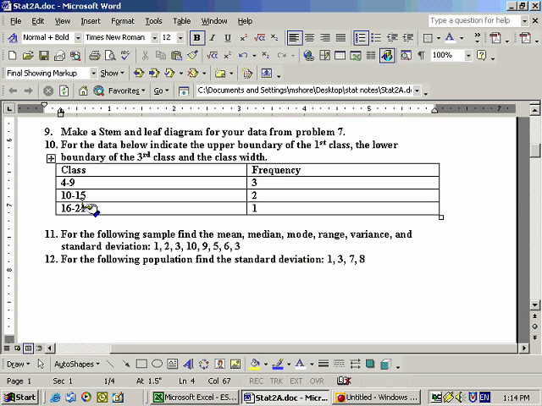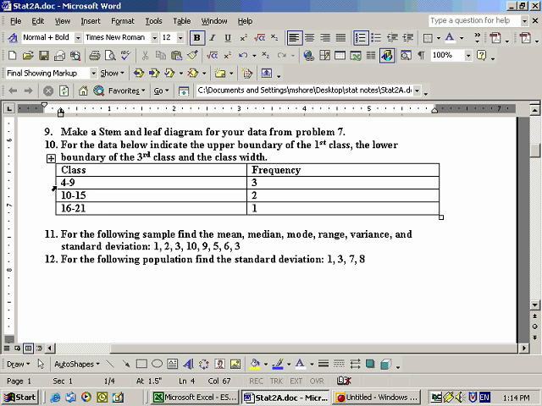Okay, so for problem 10 it says for the data below, what is the upper boundary of the first class, lower boundary of the third class, and what is the class width? Okay, the upper boundary of the first class is halfway between the upper class limit of the first class and the lower class limit of the second class. So in other words, it is 9.5. And the lower boundary of the third class would be half the distance between 15 and 16, or in other words, 15.5. And the class width, just take any lower class limit and subtract off another lower class limit, and we get 6. So the class width is 6.